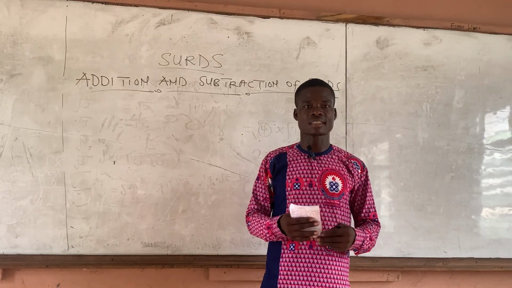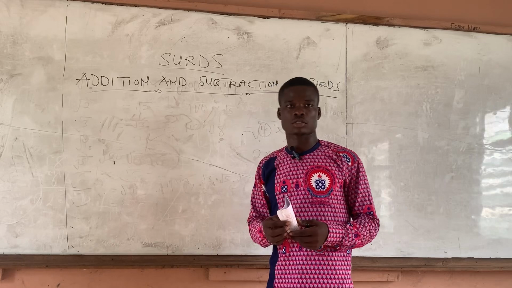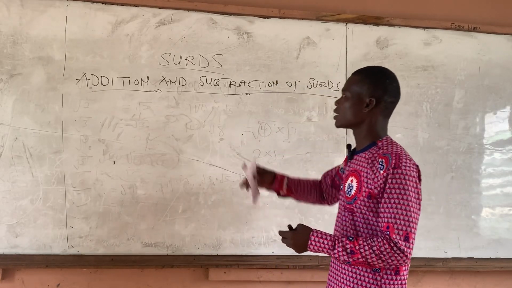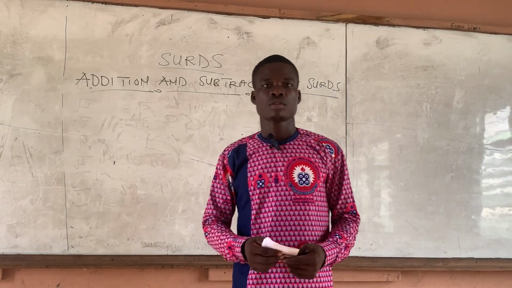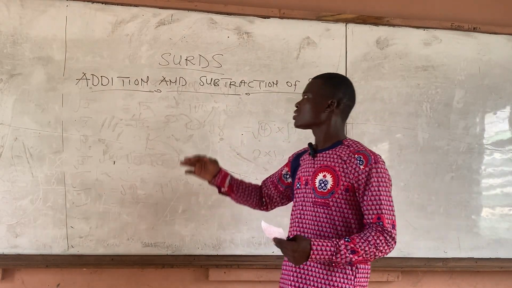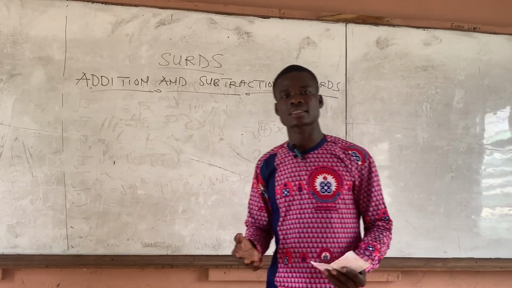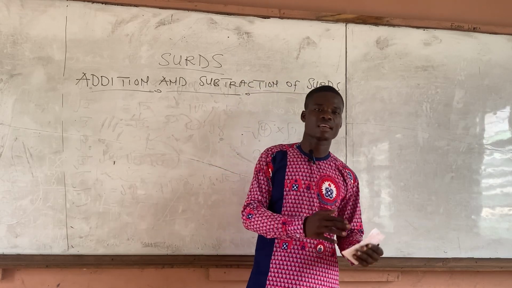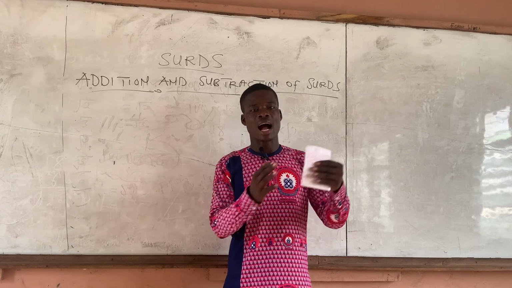By the end of this lesson, you should be able to add or subtract a given set. That's addition and subtraction of sets. Under addition and subtraction of sets, we only add or subtract sets that are of the same form, or alike.